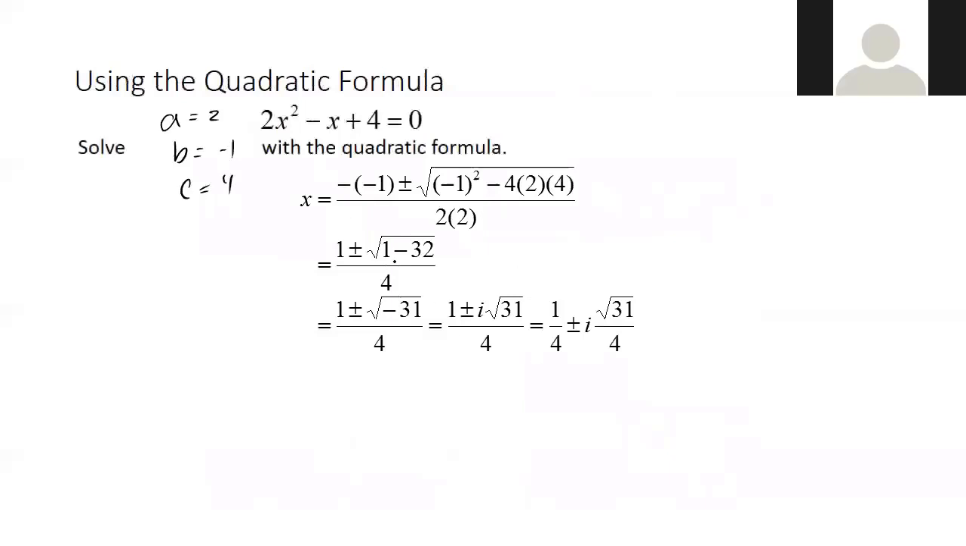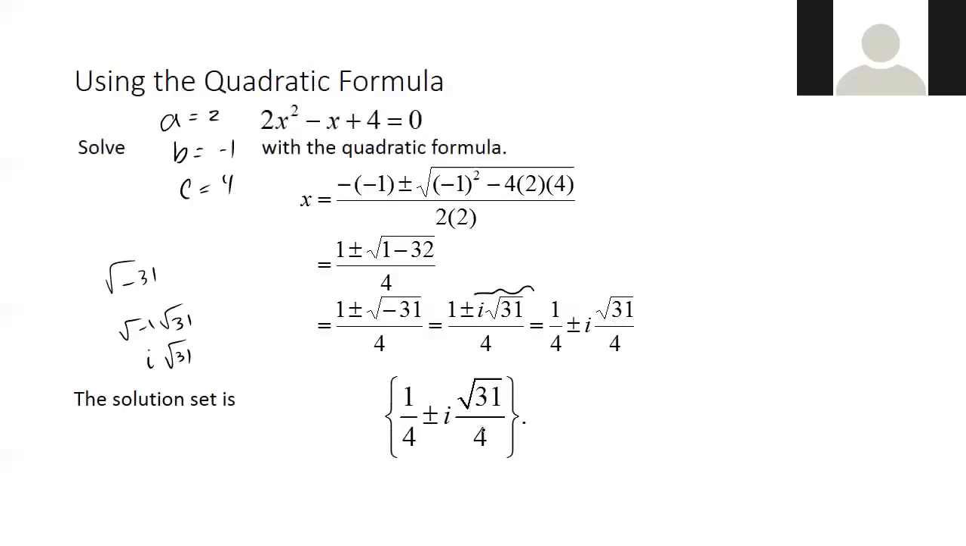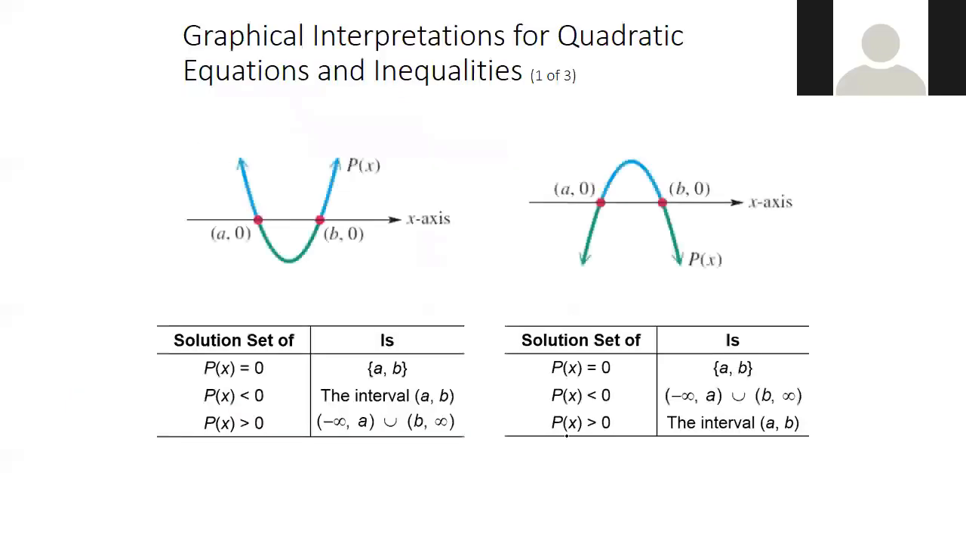And then in this example, you see you get a negative under the radical. So we're going to separate that negative 31 into negative 1 times the square root of 31. This would be i radical 31. So that's where this i comes from. This is a complex number, and this would be our solution: 1/4 would be the real part, plus and minus i square root of 31 over 4.